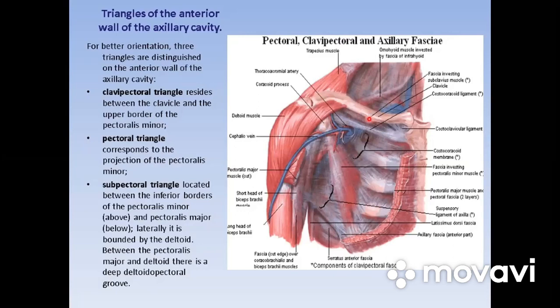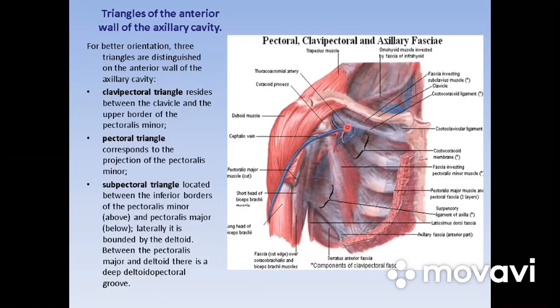Between the clavicle and the superior border of the lesser pectoral muscle, we have the clavipectoral triangle. On the level of the lesser pectoral muscle, we have the pectoral triangle. Between the inferior border of the lesser pectoral muscle and the inferior border of the greater pectoral muscle, we have the subpectoral triangle. That's why we can divide the axillary artery into three parts.